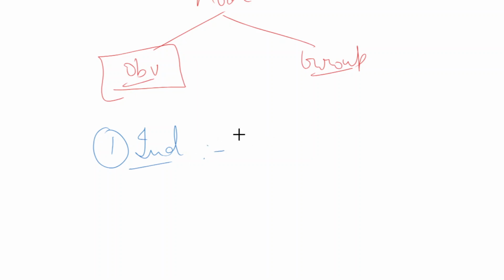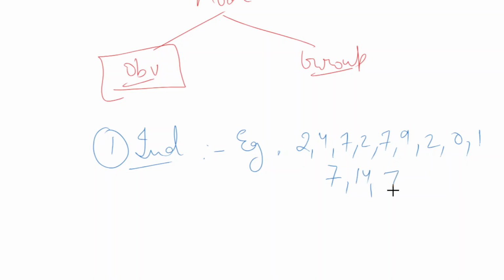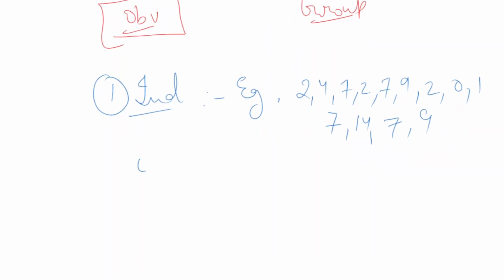Now I am writing some numbers here: 2, 4, 7, 2, 7, 9, 2, 0, 1, 7, 14, 7 and 9. These are an individual series, and you need to calculate the mode. Here you use the observation method: just by looking, the number which occurs the maximum number of times will be your mode. 2 is occurring once, twice, thrice. So 2 is coming 3 times.